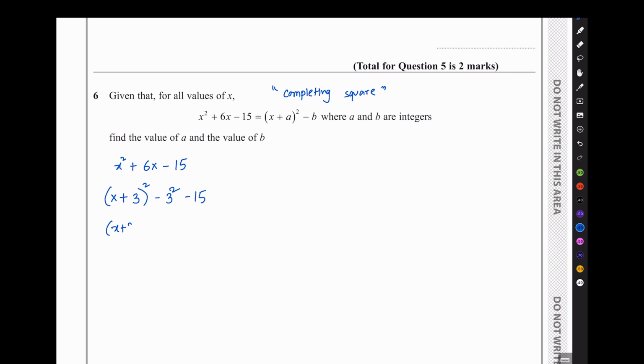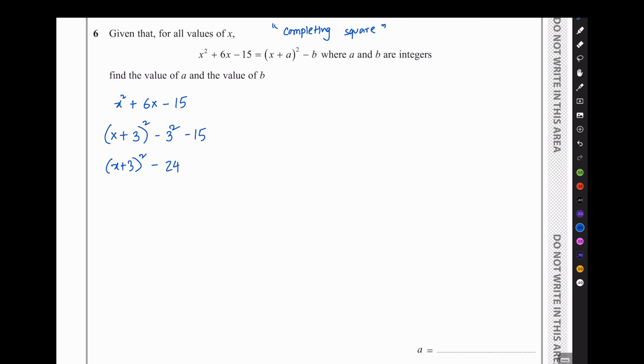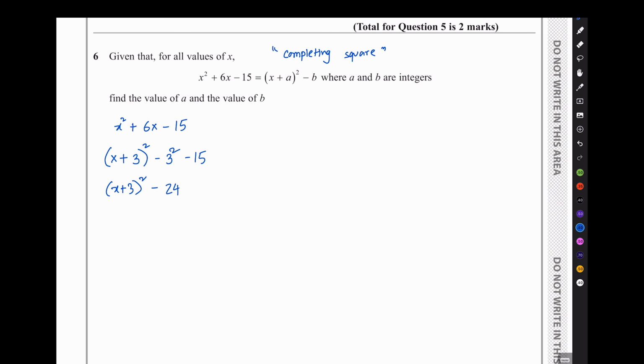So x plus 3 squared, and this gives me negative 24. I hope I'm correct. Anyways, we need to find the value of A and B. So let's just compare this one with this one. This leaves me with A equals 3 and B equals 24. How? Just compare. Plus A is plus 3, and negative B is negative 24. Therefore, B equals 24. That's how I got it.